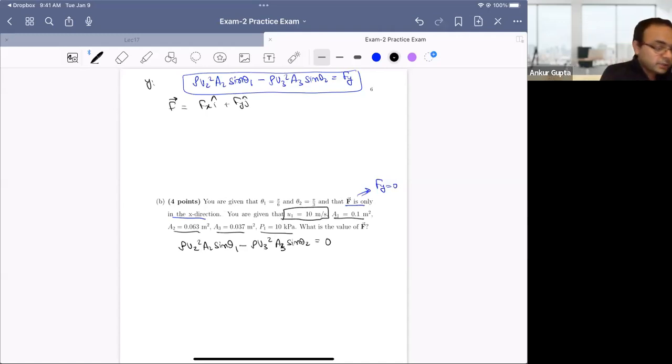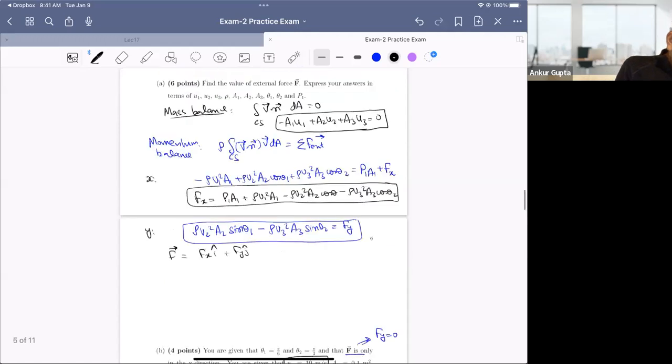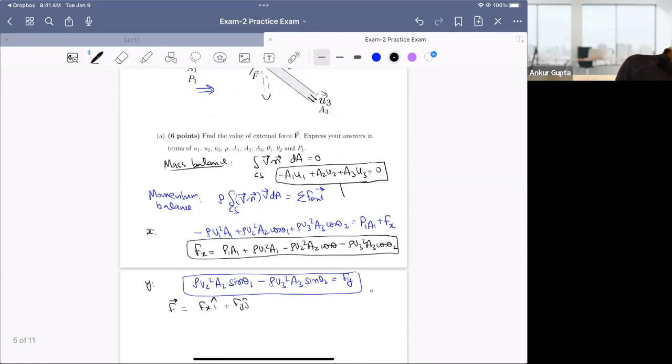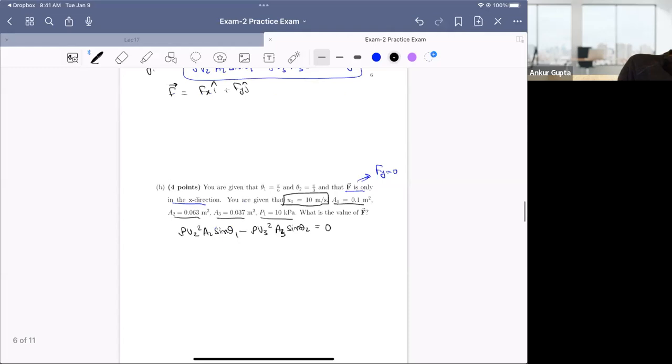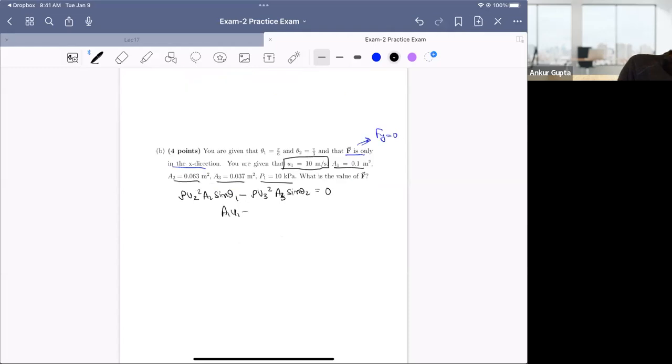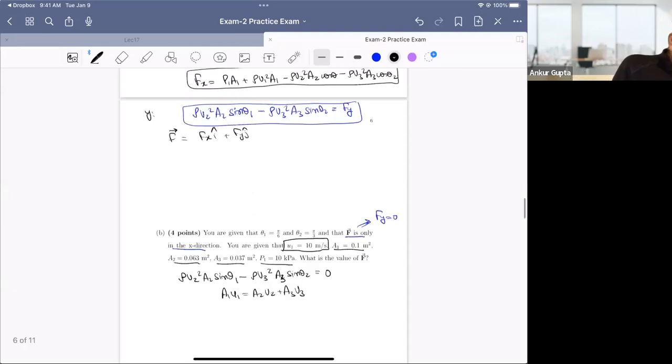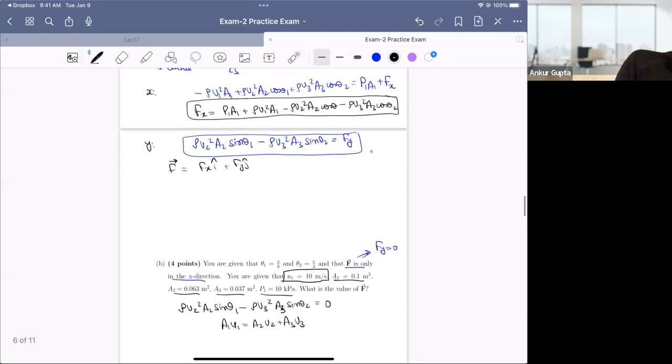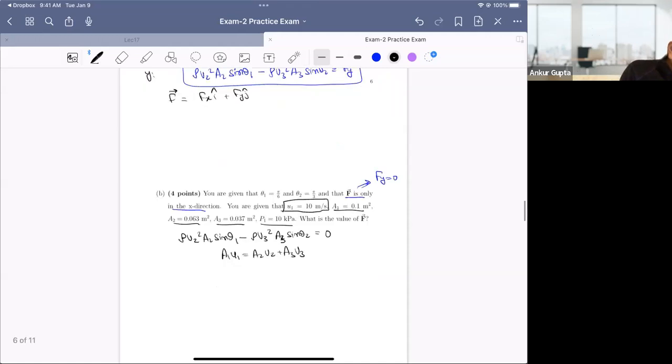So I have this equation that has been given to me in terms of U2 and U3. And then I also have another equation, which is A1 U1 is equal to A2 U2 plus A3 U3. So technically, I can solve for both U2 and U3 and then plug this back in here to get the equation. Okay, so let's do that now to get the final values.